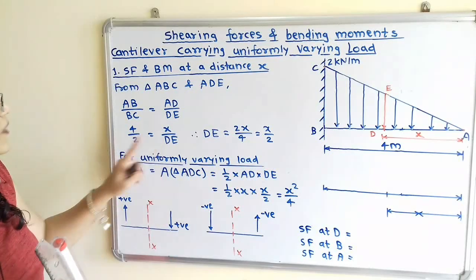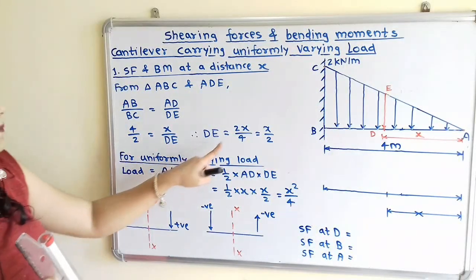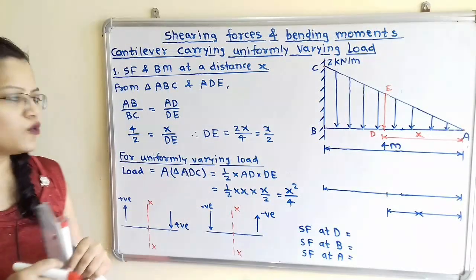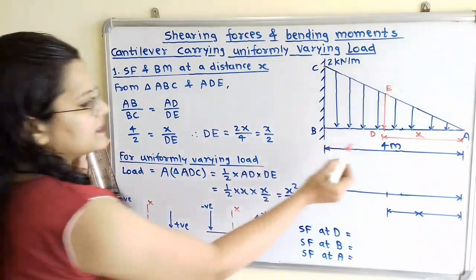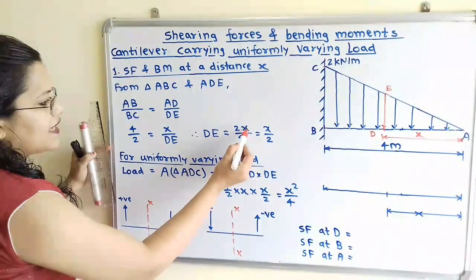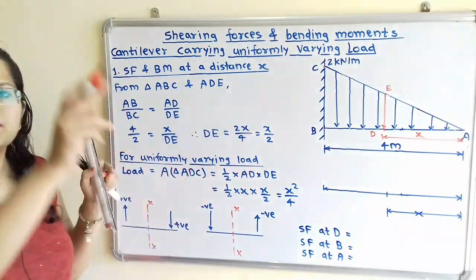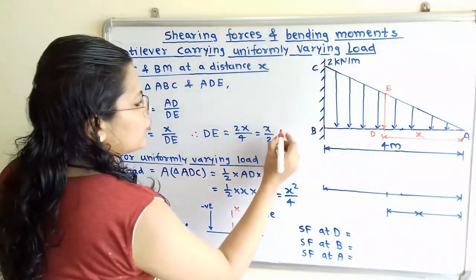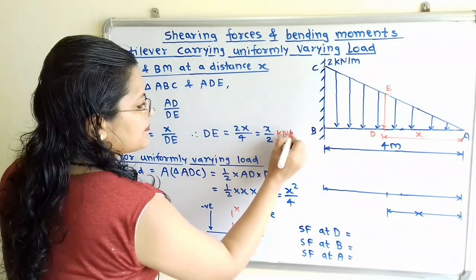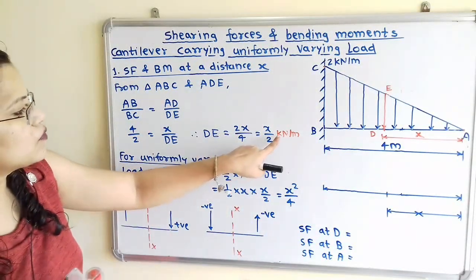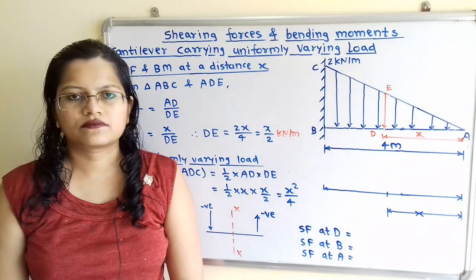So AD is distance x and DE, this value is unknown. So how to calculate DE? So with cross multiplication we will take 2x by 4 which is equal to x by 2. Now if we observe, here is x meter and this length is 4 meter. So this x meter and 4 meter, the meter unit is getting cancelled and here unit will become kilonewton per meter. So value of DE is x by 2 kilonewton per meter.